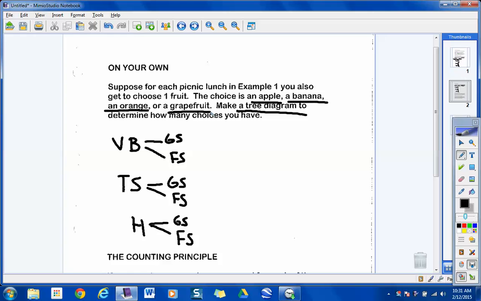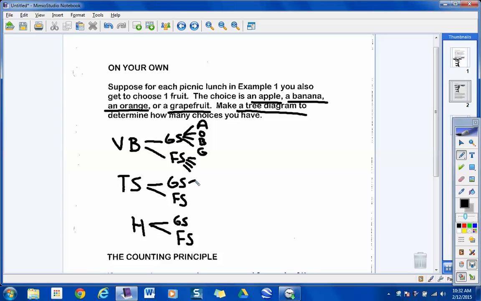So off of each one of the salads, how many branches are there going to be off of that for the choice of one fruit? 4. There's going to be 4 of them. So there's going to be 1, 2, 3, 4 choices off of this, right? An apple, an orange, a banana, or a grapefruit, okay? And this is going to get repeated for each one of these salads, right? Isn't there going to be 4 branches off of each one of these now?